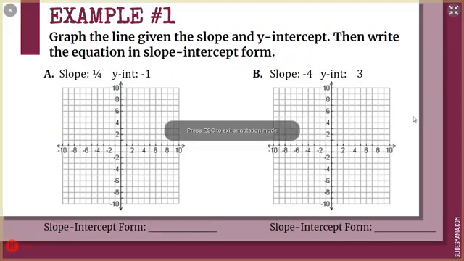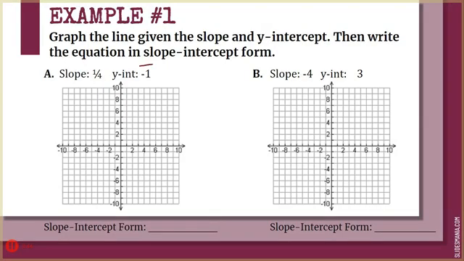So if we look at example 1a, we notice that we have a slope of 1/4 and a y-intercept of -1. The first thing we want to do is graph our y-intercept on the y-axis. So I'm going to plot -1 on the y-axis. In other words, we're talking about the point 0, -1. So we're going to go to 0, -1. Now that we know where we are, we're going to count our slope. Our slope is 1/4.